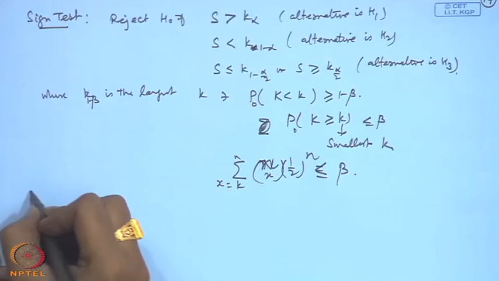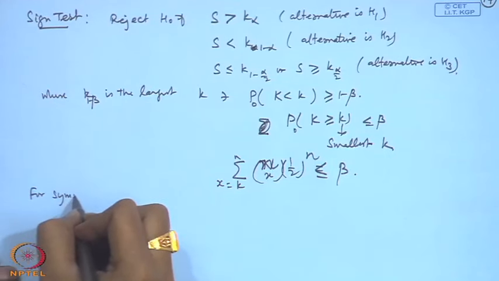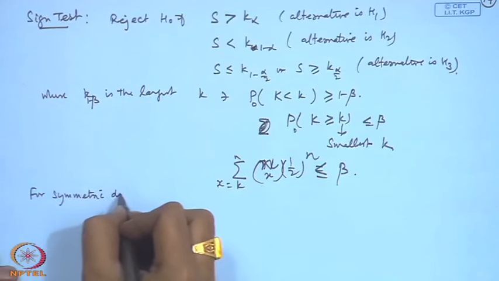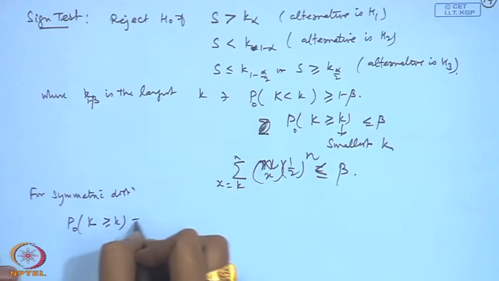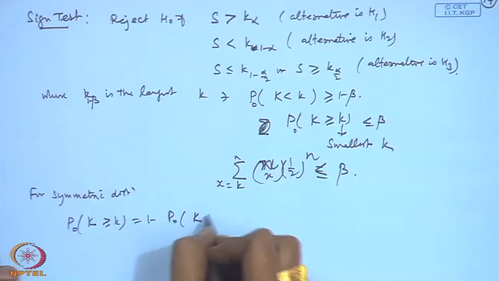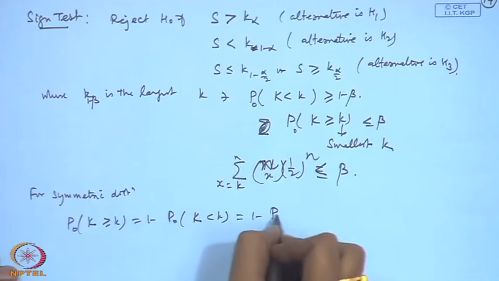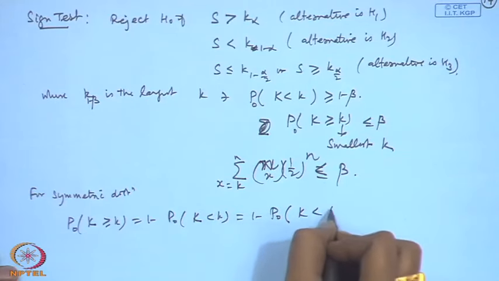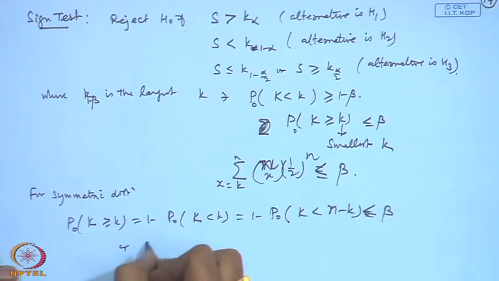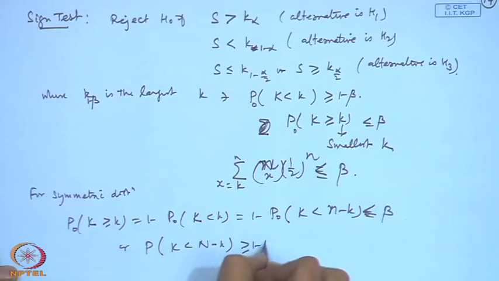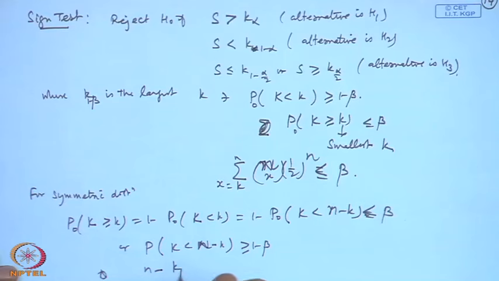If the distribution is symmetric, then probability of K greater than or equal to k is equal to 1 minus probability of K less than k, that is 1 minus P naught of K less than n minus k, which is less than or equal to beta. Then we can say that probability of K less than n minus k is greater than or equal to 1 minus beta. So, you will have n minus k beta is equal to k 1 minus beta.